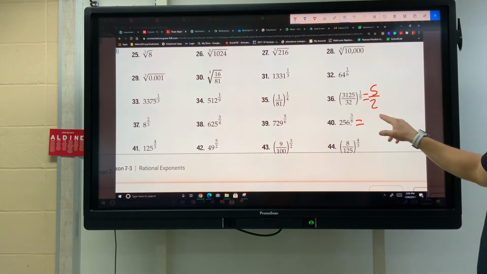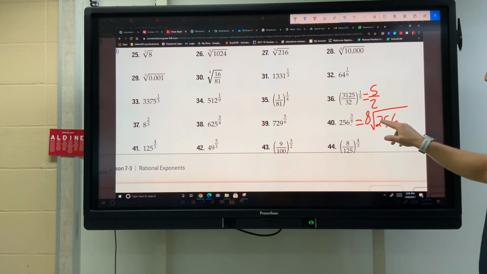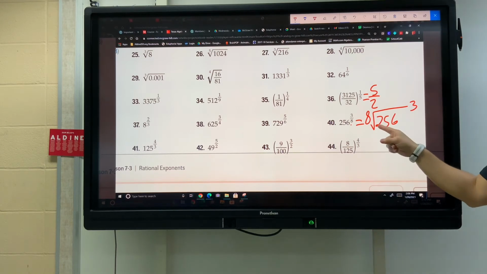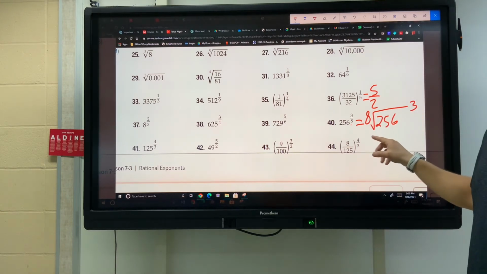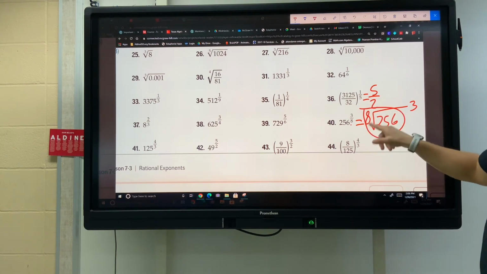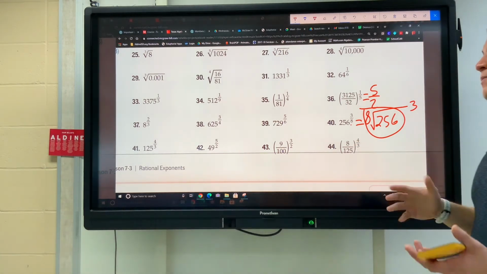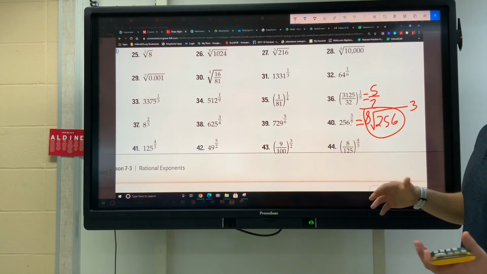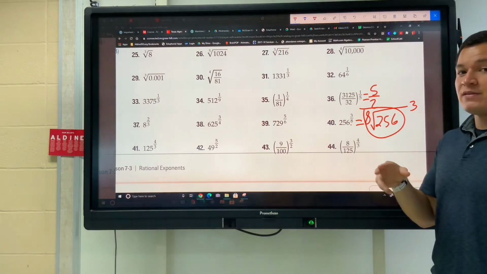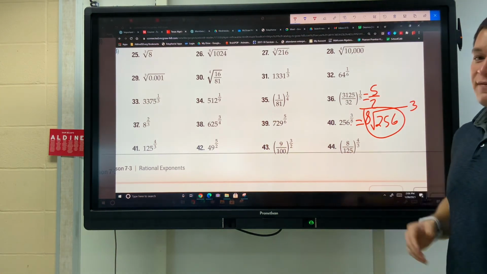This one, it's 256 with the 8th root of 256 to the 3rd power. You could either do 256 to the 3rd power first, or you could do the 8th root first. It's almost always going to be easier to do the root first. It's not always going to be that way, but a lot of times it is, because the exponent is going to make things larger, and I know for a fact that you haven't memorized the square roots of large numbers. You only really know the small numbers off the top of your head.